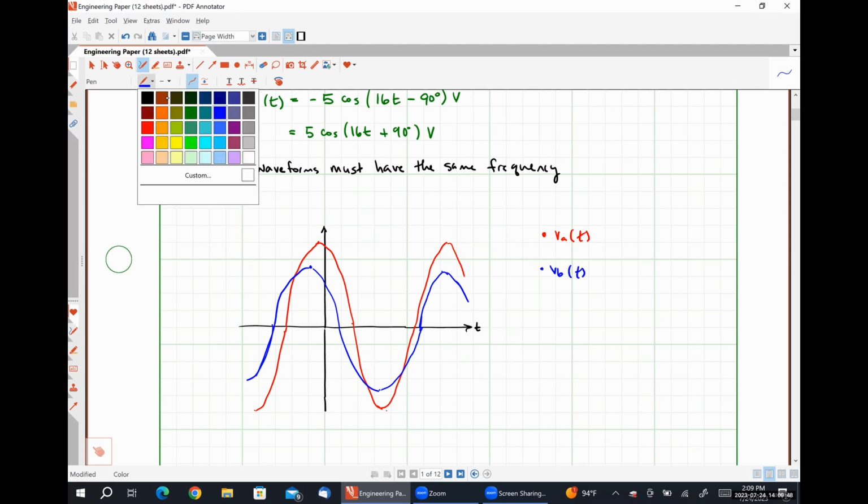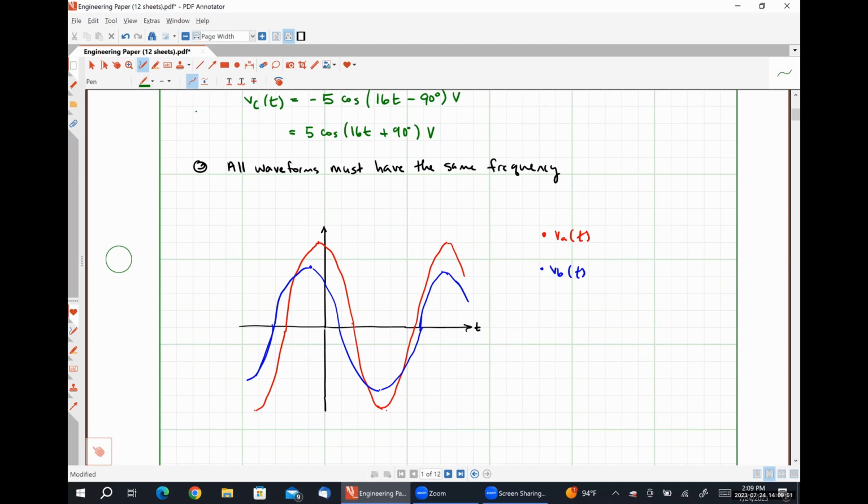And lastly, we have VC of t, amplitude of 5, phase angle of 90 degrees. So this is an even larger shift to the left. So let's put it roughly here. Something like this. So here's VC of t.